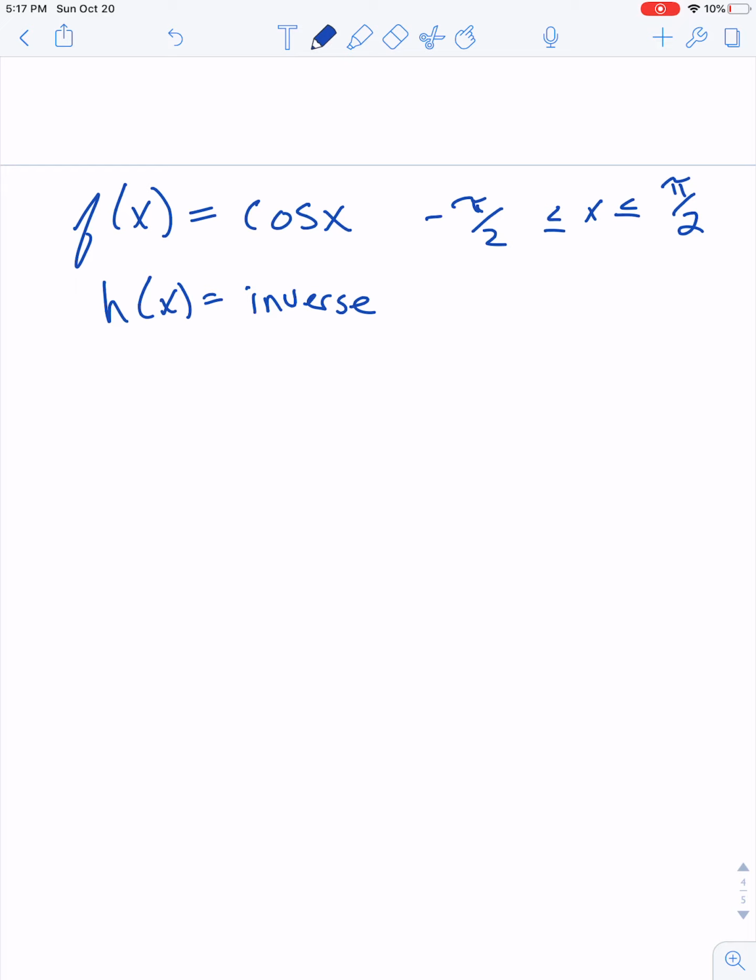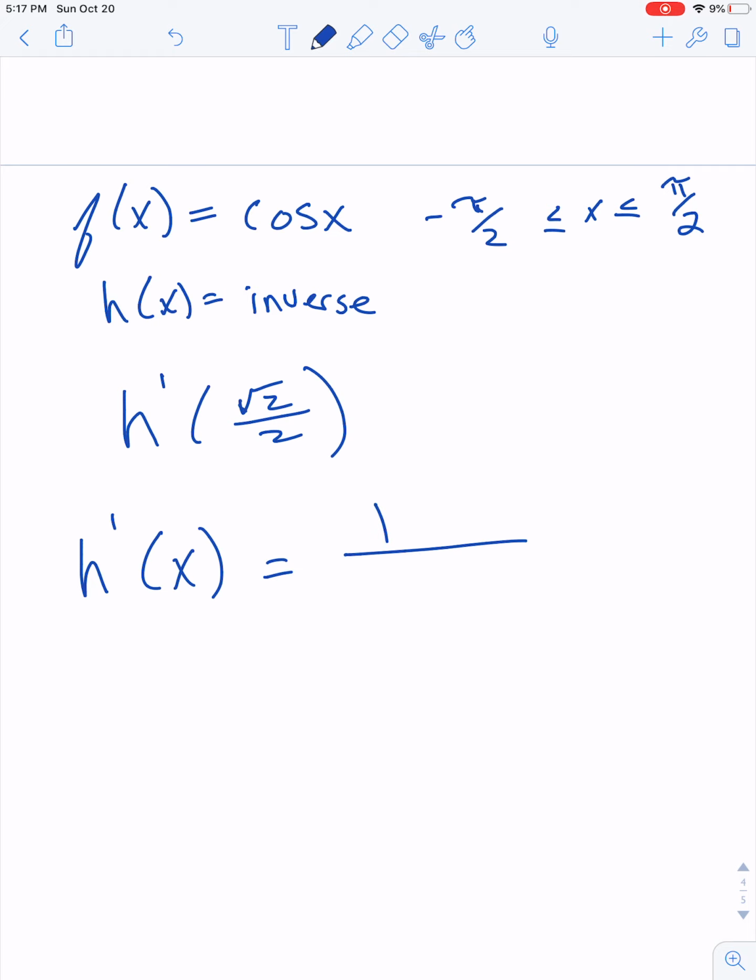So we are looking for the derivative of the inverse at, not 220, I'm thinking of the last problem, at, in this case, I'm going to give an example. I'm just going to use square root of 2 over 2. So we know our formula. Calculate the derivative of the inverse. That's equal to 1 divided by, this is our inverse function theorem, f prime of h of x.